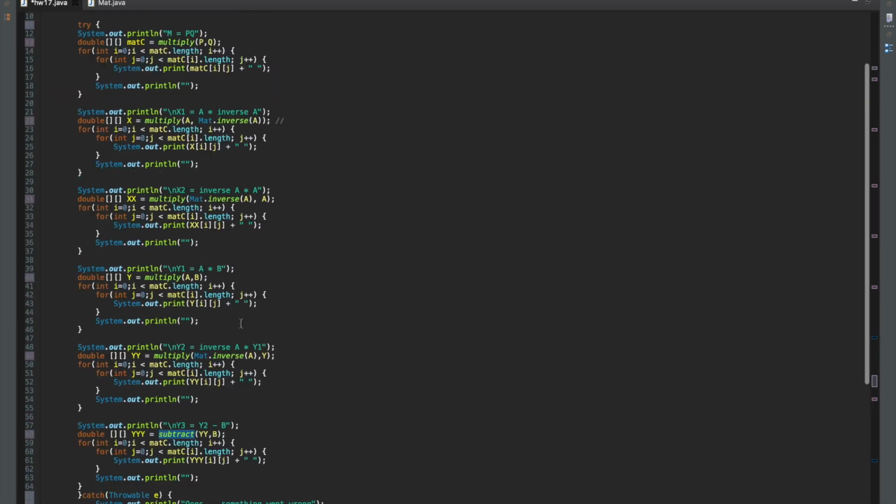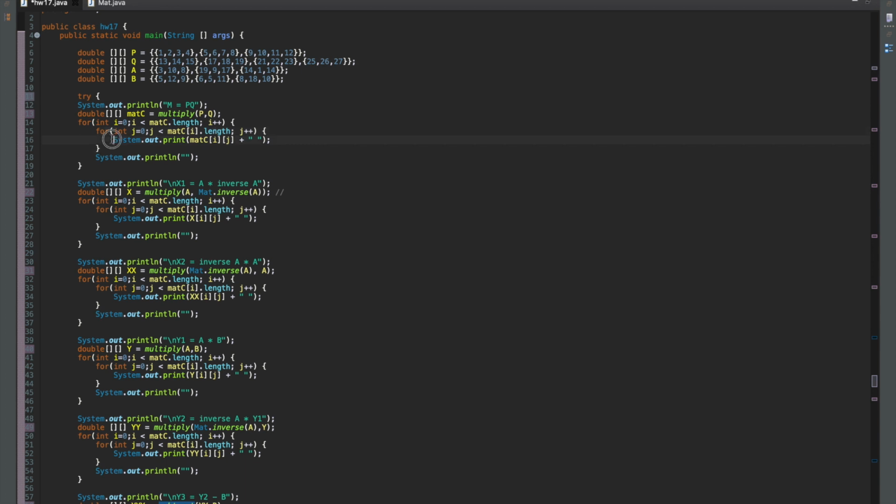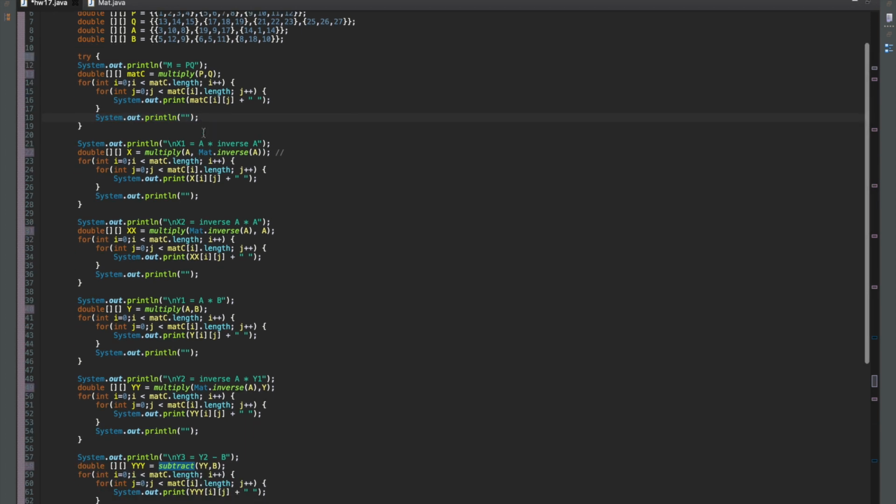So after I came up, and for the first equation, m is equal to p times q, I created another array. I called it matrix C, and I set it equal to the product of p and q. And I called in my multiplication method to multiply them, and then these two for loops, and then this print statement where you print out the answer with the extra space, and then this extra line.